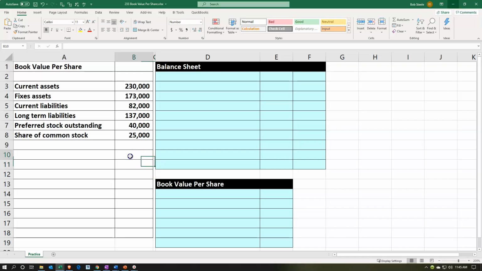Here we are in Excel. We have our information on the left-hand side. We're going to put that information into the blue area on our right-hand side, into our worksheet. We want to calculate the book value per share, so the book value per share basically of the company. So what's the value of the company on a book basis, and then the book value per share.